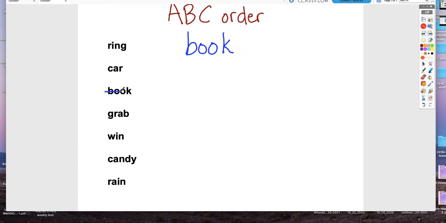I'm going to put a little line through it. I don't want to scribble it out because I want to be able to see it again just in case I make a mistake, like we did with our morning work this morning. Some of us needed to go back and fix it. Not a big deal, but it's a lot easier to see them if we don't scribble them out.